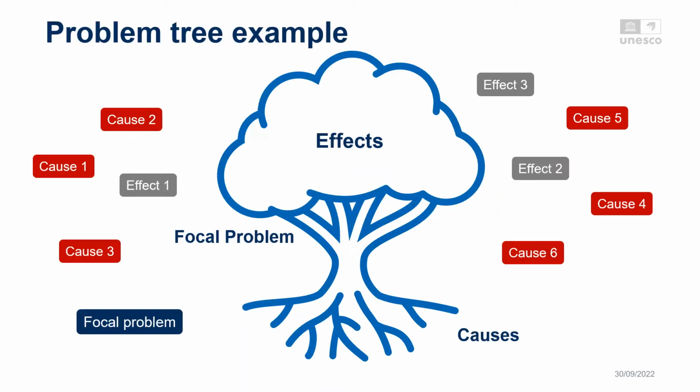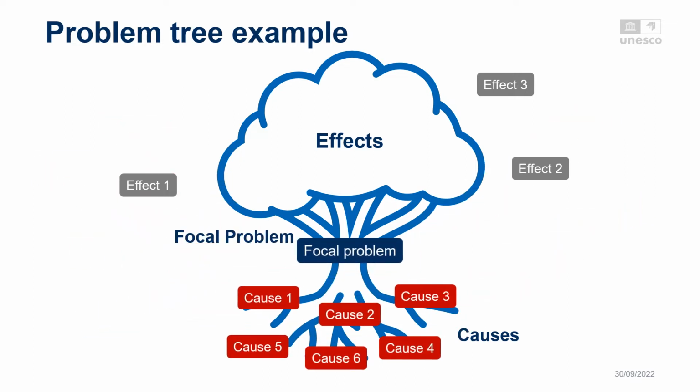To develop a problem tree, you will need to identify a focal problem or a central issue identified in the education sector analysis, and then identify the related challenges derived from the education sector analysis, but also from your own practice. The challenges form the causes or the roots of the tree.